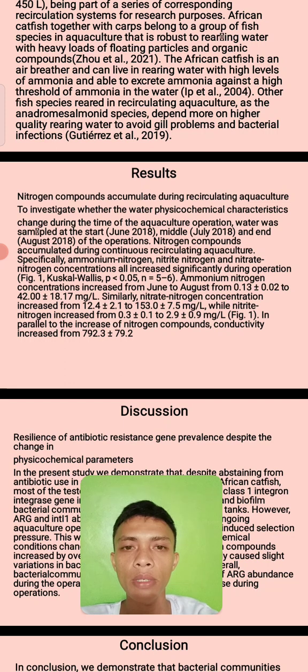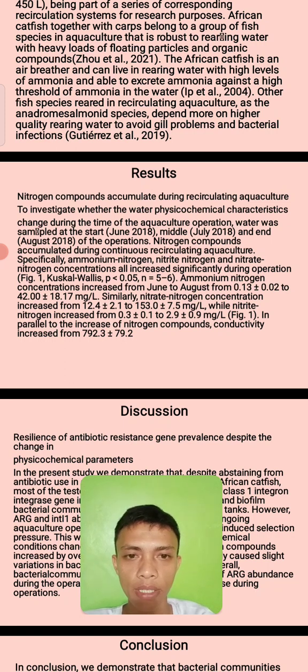Nitrogen compounds accumulate during recirculating aquaculture. To investigate whether the water physicochemical characteristics changed during the time of the aquaculture's operations, water was sampled at the start of June 2018, the middle of July 2018, and the end of August 2018. Of the operations, nitrogen compounds accumulate during continuous recirculating aquaculture, especially ammonium nitrogen, nitrite nitrogen, and nitrate nitrogen concentrations, which all increase significantly during operations.